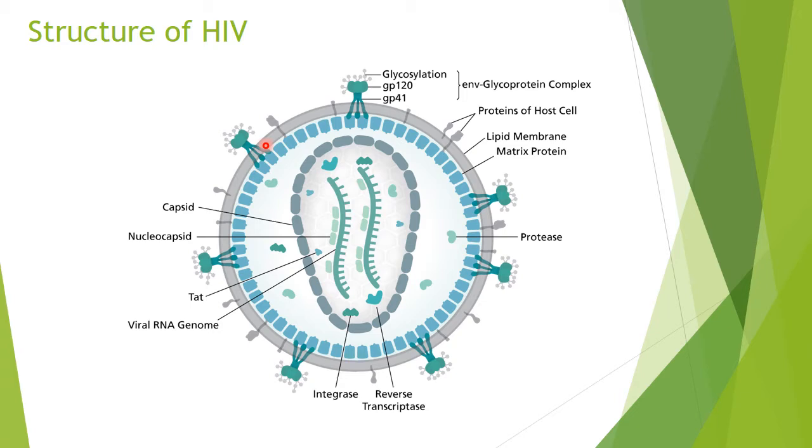So talking about the structure of HIV, there are glycoproteins on its outermost layer, the envelope. In this envelope, there are glycoprotein 120, GP120, and GP41. Inside the viral capsid, there is the nucleocapsid, and there is the viral RNA genome. The virus also contains other enzymes like integrase to integrate with the host DNA, reverse transcriptase, which converts RNA into DNA, and protease enzyme. The outermost layer is the lipid membrane, inside it there is the matrix protein, and inside it there is a capsid. So this is the viral structure in brief.